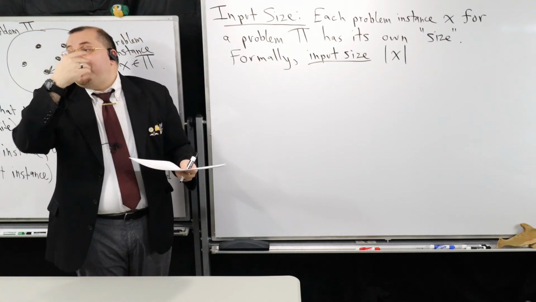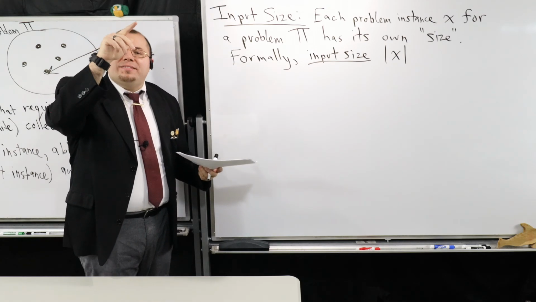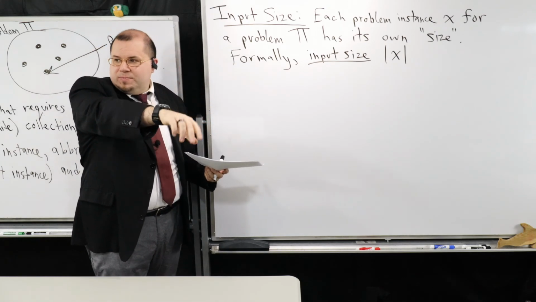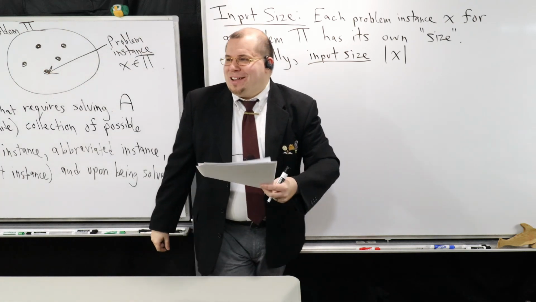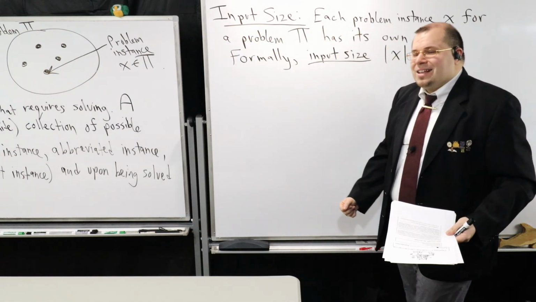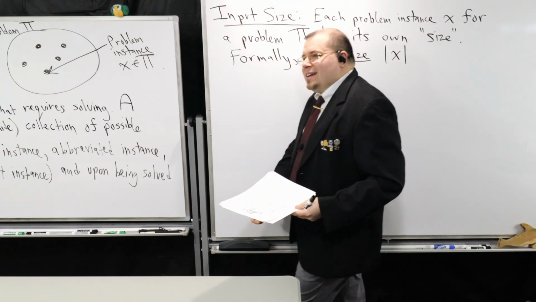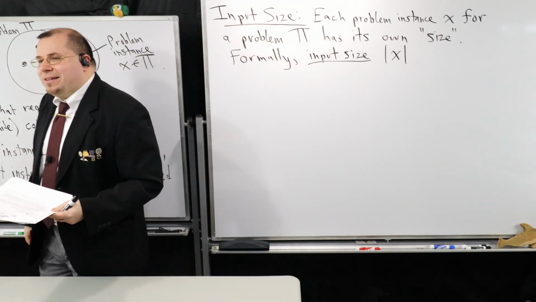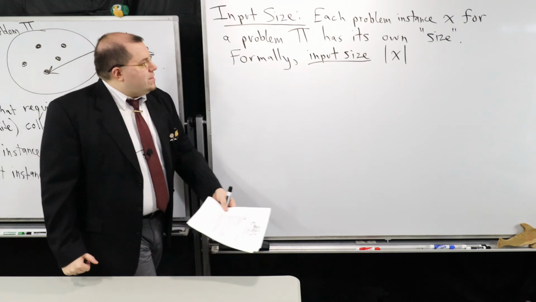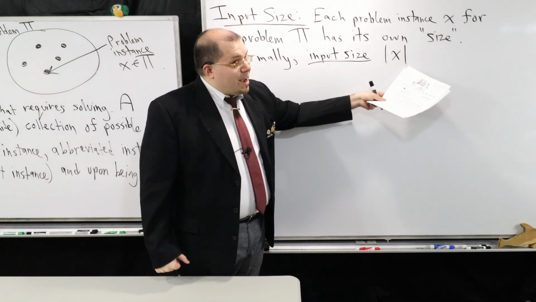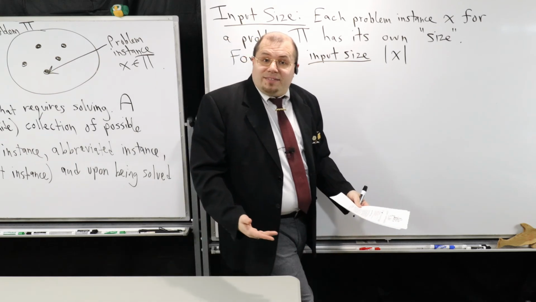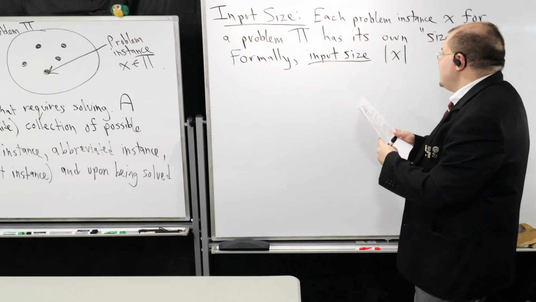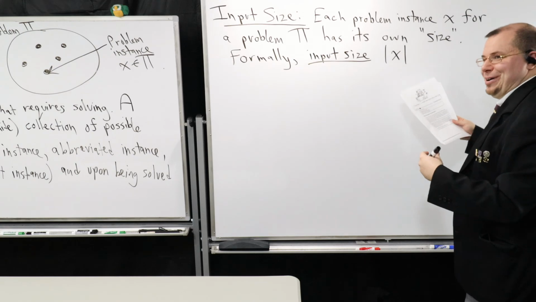Well, it would be at a memory address, but what is it encoded as? Starts with a B. Yeah, it's in binary, it's bits. So you can think of this input size as the number of bits needed to encode the instance. In fact, that's pretty much what it is.